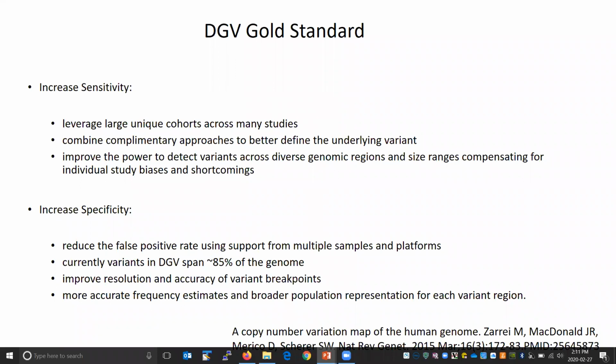The second was to increase the specificity. So we really wanted to tackle the problem of having false positives in the dataset, and we wanted to be able to remove these using support from multiple samples and multiple approaches. If we look currently in DGV, the variants span over 85% of the genome, which is most likely an overestimate. So we really wanted to improve the resolution and the accuracy of the variant breakpoints. And we also wanted to create more accurate frequency estimates and provide a broader population representation at each variant region.